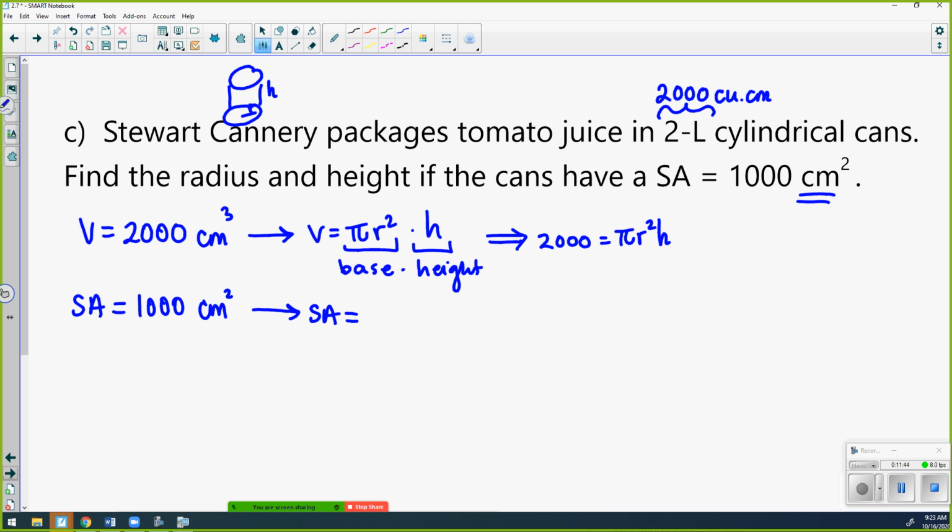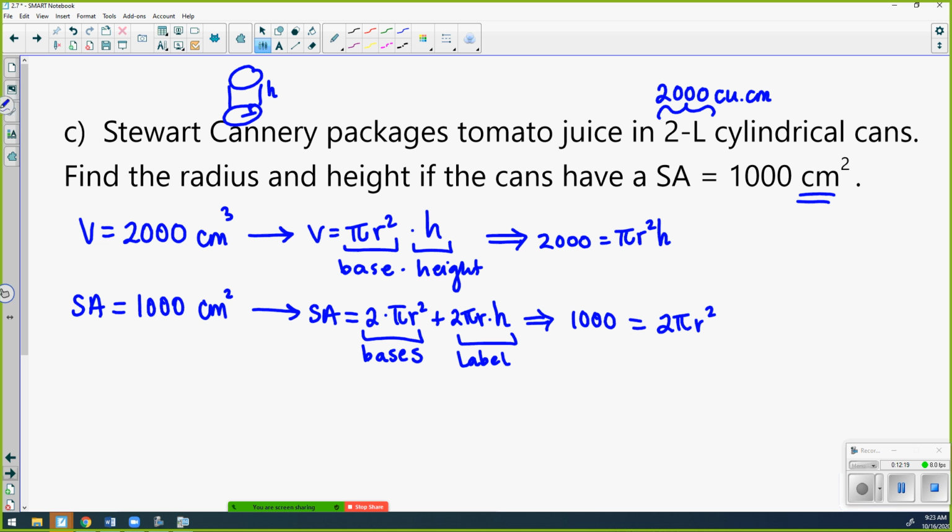Now, surface area is equal to 2 times pi r squared, and these are the surface area of the bases, plus we also have the label. Now the label wraps around the can, and how far it wraps around is the circumference, or 2 pi r, and then the 2 pi r would be like the length, and the width then would be the height. Okay, more specifically, we know that the surface area is 1,000. So I can set 1,000 equal to 2 pi r squared plus 2 pi r h.